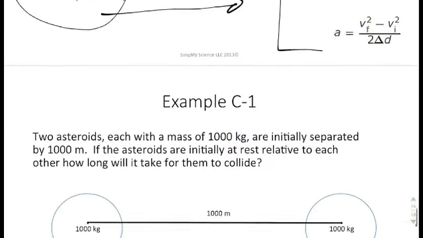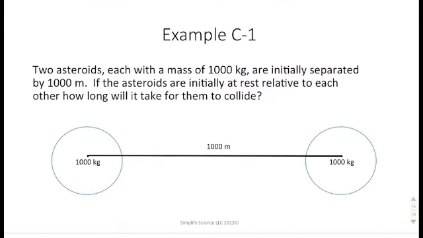Now, the first one says two asteroids, each with a mass of 1,000, are separated by 1,000 meters. If the asteroids are initially at rest relative to each other, how long will it take them to collide? So I'm going to work this out for you just to show you what it looks like, and then we're going to talk about the question because there's an issue with it.